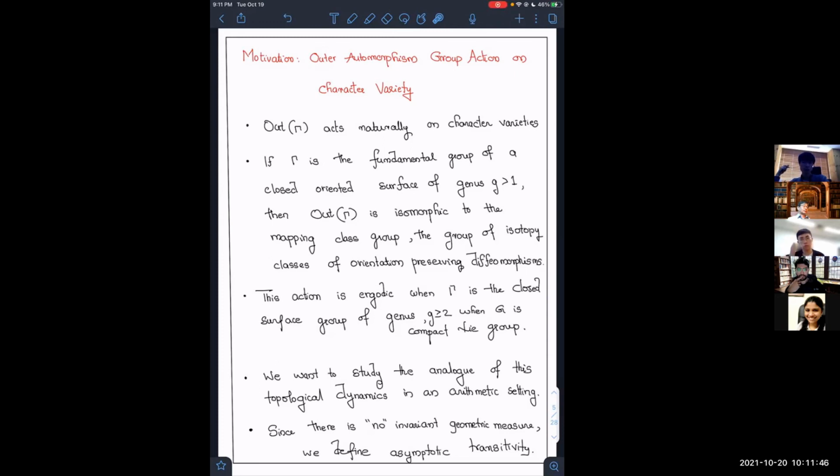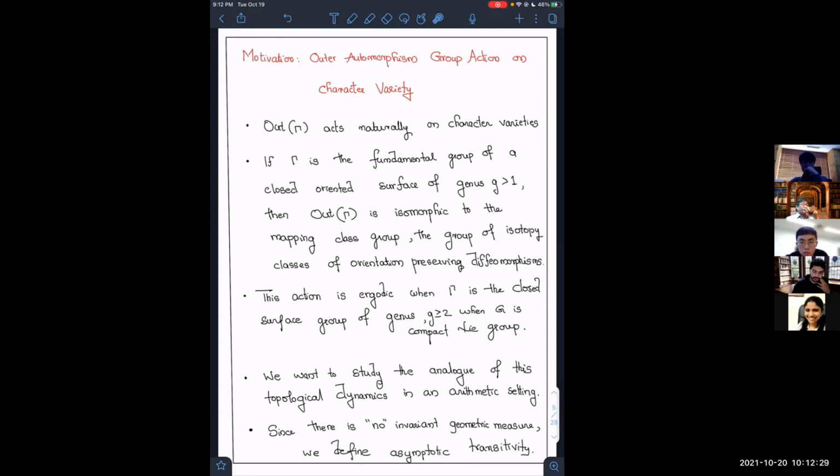So the mapping class group action on the character varieties is historically relevant, and this action has been well studied, especially when you're looking at the varieties over the complex numbers. For example, when G is a compact Lie group, then the action is ergodic, and when gamma is the fundamental group of the closed surface of genus g greater than 2. But these were, like I said, special cases. There are certain other cases where this action is proved to be ergodic.